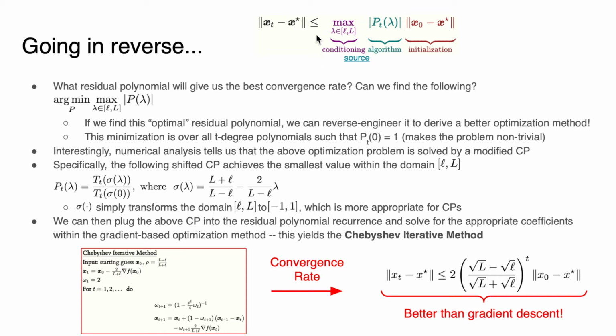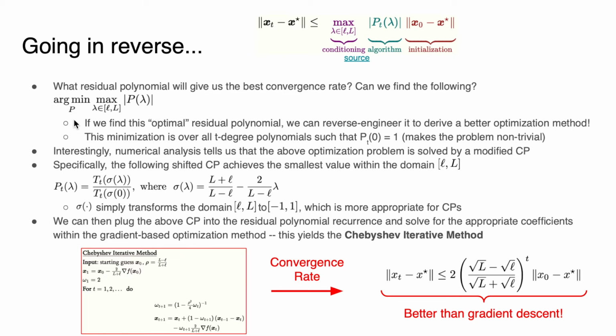So now that we know that the convergence rate of our optimization algorithm is completely dependent on this residual polynomial, it makes sense to ask the question, can we find a polynomial that satisfies the properties of the residual polynomial that has a better convergence rate? In other words, we want to ask if we can solve the problem here. Basically, we minimize over all degree t residual polynomials and try to find the polynomial that yields the smallest maximum value over our eigenspectrum. And we will call this the optimal residual polynomial because we can reverse engineer this polynomial if we solve for it to give us a better optimization method.